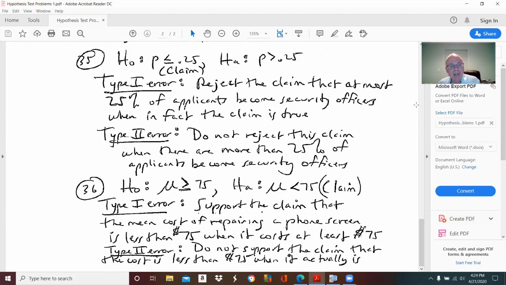You simply set up your null and alternative hypothesis and then look at the type 1 error. Just remember a type 1 error is rejecting the null when the null is true, and the type 2 error is not rejecting the null when the null is false. That's all you need to know. Again, having that little chart with type 1 and type 2 errors will be useful to have in front of you when answering these types of questions.